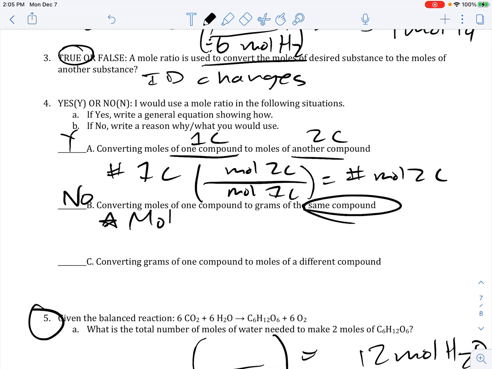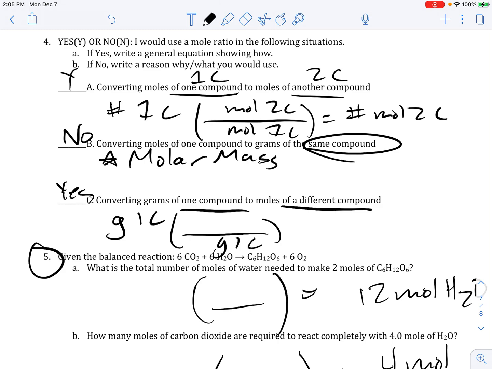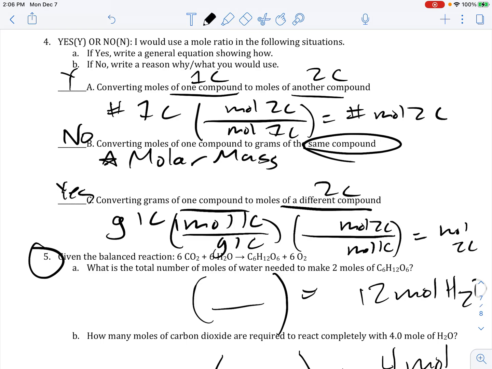And here I'm going to use what we call molar mass, which we'll learn more about next week. Grams of one compound to moles of a different compound, the answer would be yes, because my identity changes. So I'm going to have grams of 1C this time, and then grams of 1C is going to have to go on bottom, and we'll find out later that this is how I convert to 1 mole of this thing. And then I have moles of 1C on bottom, and moles of 2C on top to give me moles of 2C, different compound.